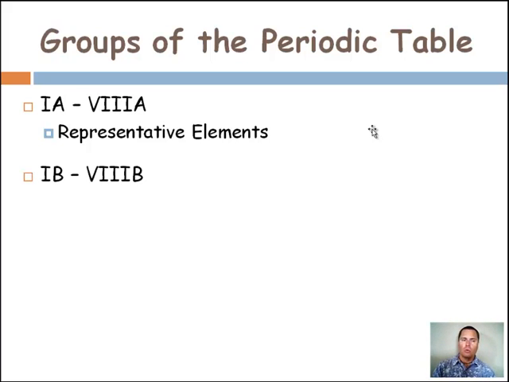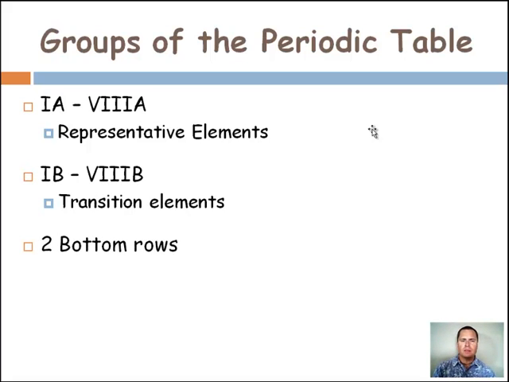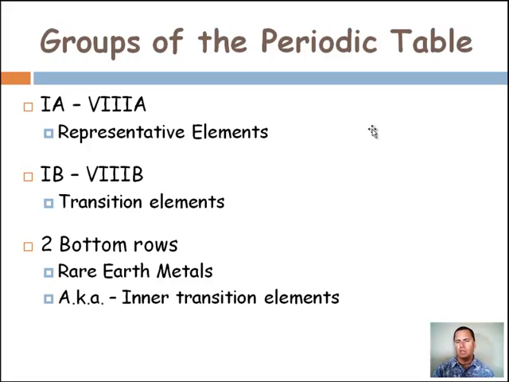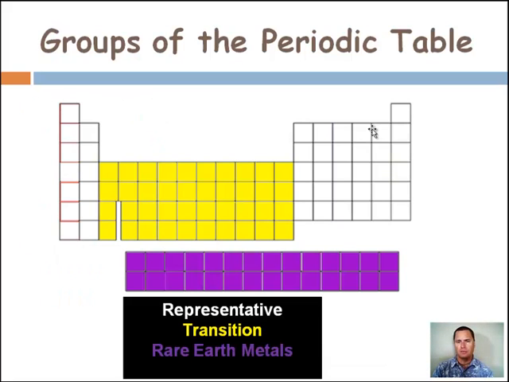Okay, our group 1B through 3B, these are known as our transition elements. And then our 2 rows down at the bottom, these are called the rare earth metals, also known as inner transition elements, because if we look, they should be put up kind of in the middle or at the beginning of the transition elements. But we don't put them there because it would make our periodic table look weird. So they do have something called a long periodic table which puts them in there, but we're not going to use that version. So let's take a look at these representative elements.